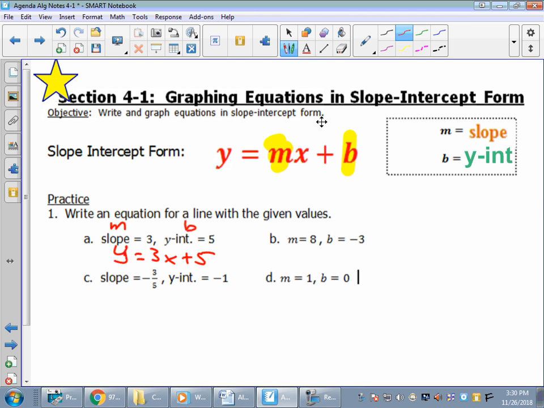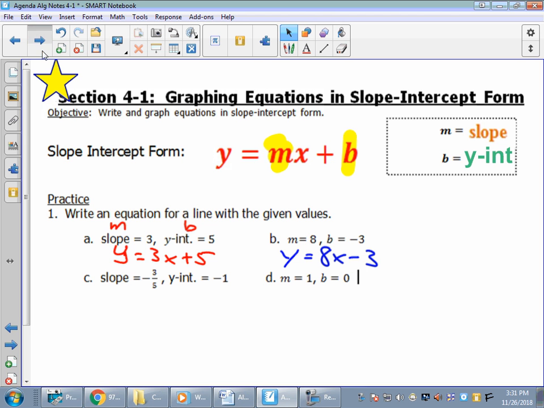Then we go over to letter B here. Same thing. I've got a slope of 8, and I've got a y-intercept of -3. Here they just list them in order, 8, and there's m and b. So in this case, it would be y equals 8x, and the y-intercept is -3, so it would be 8x minus 3. Simple as that. Just got to know you've got an m and you've got a b. M's and b's. That's what you've got to figure out. That's the key to this lesson.